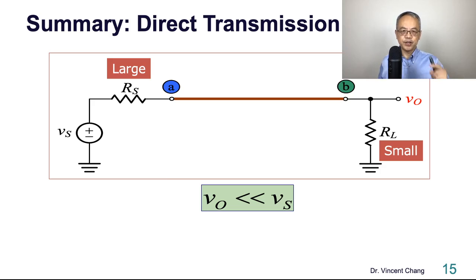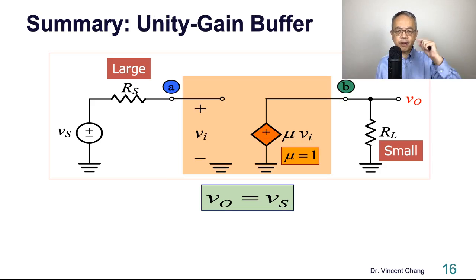Summary. In the worst case scenario, if we use direct transmission from point A to point B, with a large source resistance and a very low load resistance, a large portion of the signal will be lost during the transmission. VO will be much less than Vs. But if we connect a unity gain buffer between point A and point B, then VO will be exactly the same as Vs.